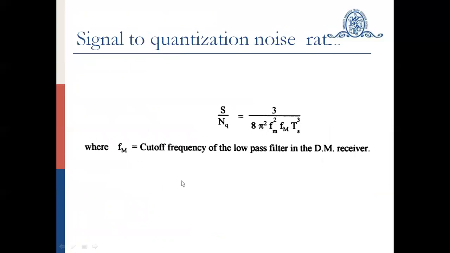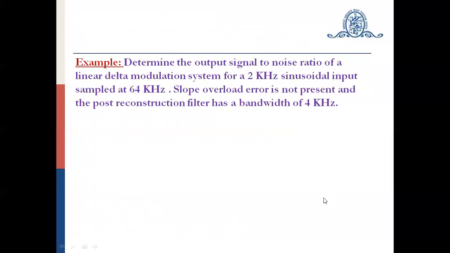The signal to quantization noise ratio, SNR, is represented with the formula 3 Fs cube divided by 8 pi square fm square FM. Here FM capital M is different: this is the cutoff frequency of the low pass filter in the delta modulator receiver. Let us see the example. Determine the output SNR of a linear delta modulation system for a 2 kilohertz sinusoidal input sampled at 64 kilohertz. SOD is not present and the post reconstruction filter has a bandwidth of 4 kilohertz.